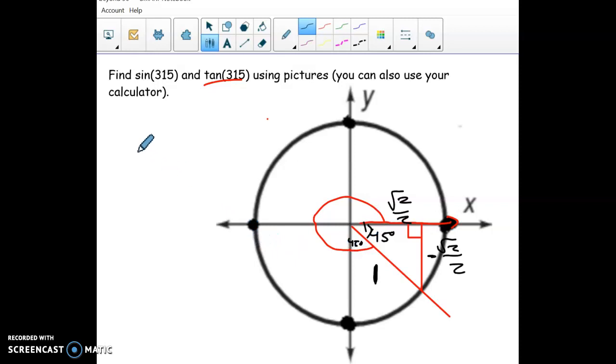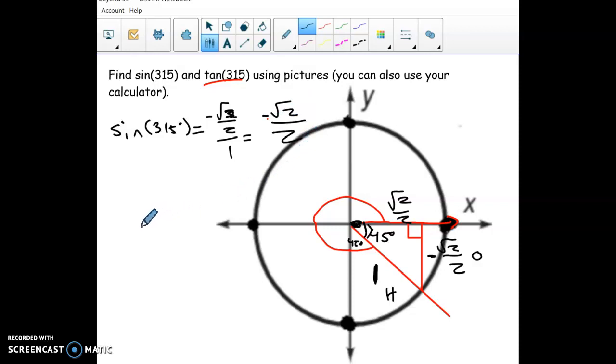Okay, and now to find these measurements, just use this as a reference angle, the angle from the center. So if we do sine of 315, right, that's going to be, from this angle's perspective, opposite over hypotenuse. So here's op, here's hypotenuse. So it's negative square root of 2 over 2 over 1. And then the over 1 part doesn't do anything. So sine of 315 is negative square root of 2 over 2.